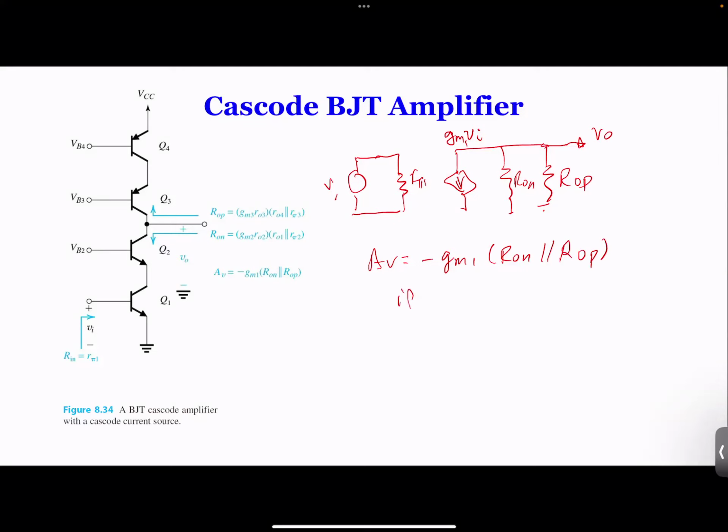So if the MOS are identical, you get Av equal to minus Gm1 times 1/2 Ro, which is 1/2 A squared. So that's exactly what we get as A in the MOSFET case, right?